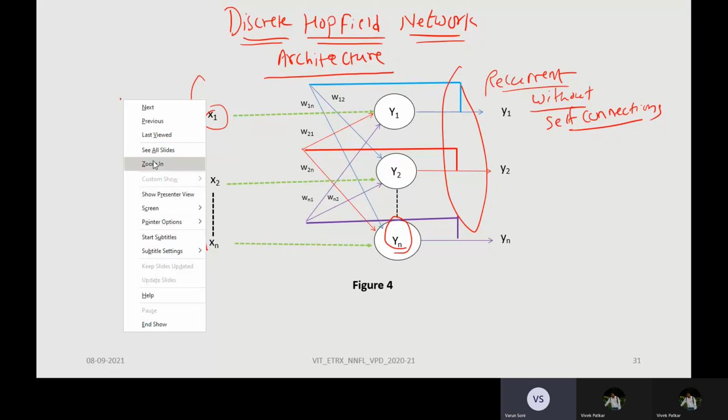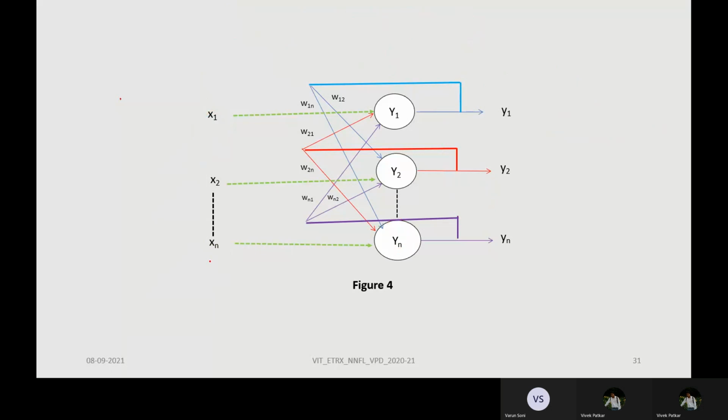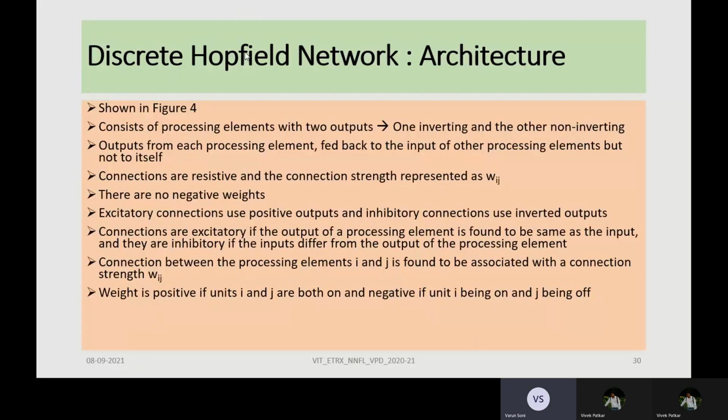And all these points will be better when you solve problems. The important thing about neural networks is that when you solve the problem, you get a better understanding of the algorithm. So architecture-wise, we have already done the figure. There are processing elements with two inputs, one inverting and one non-inverting.